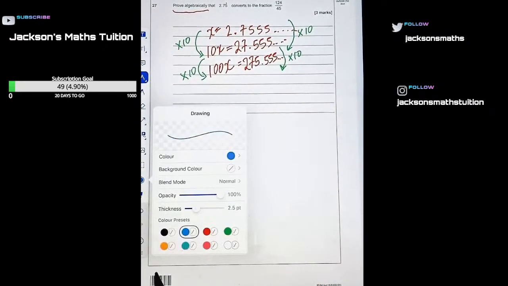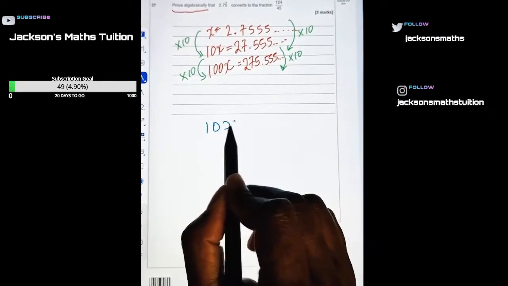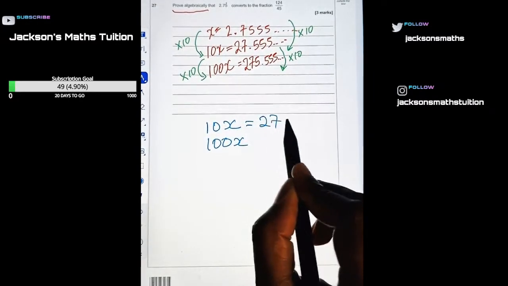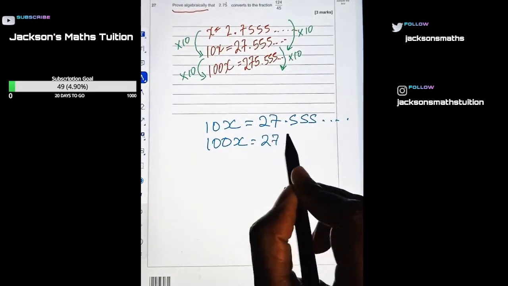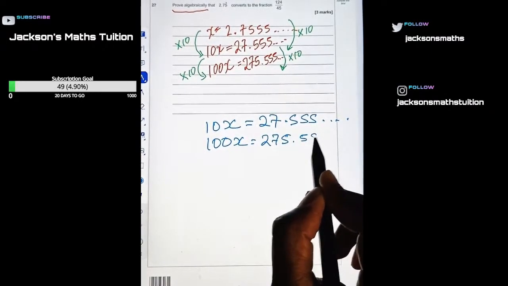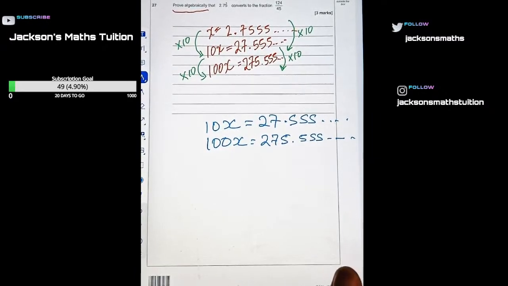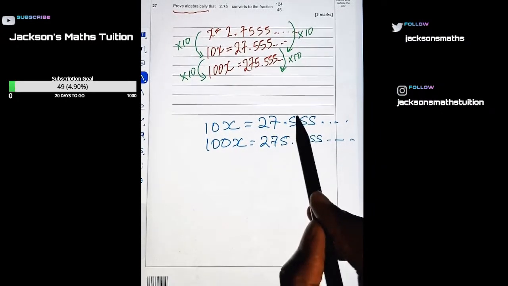So we're using 10x, 100x. It doesn't matter how many fives you put there. You can put any amount of fives behind the decimal because it's recurring.